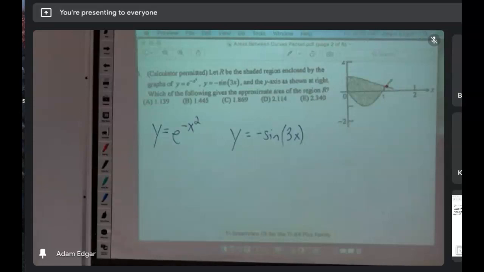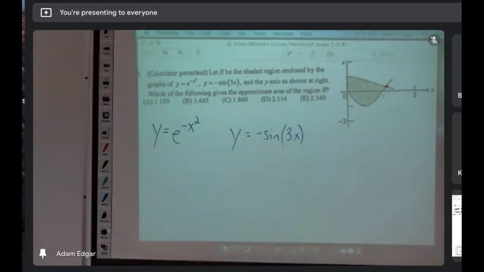So this is the sort of thing that has to be done with a calculator, unfortunately. You can set up the integral by hand, except the upper bound has to be found with a calculator. So I'm going to show you guys how to do this. This is the sort of thing that would be more likely on a bonus for us.